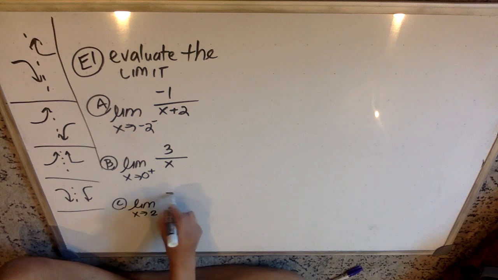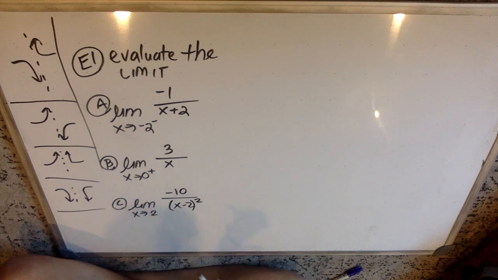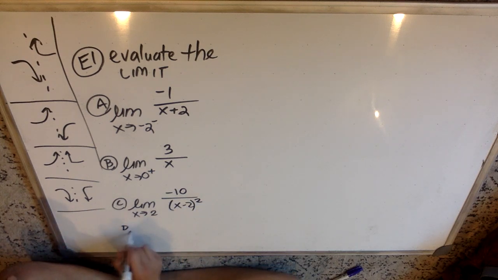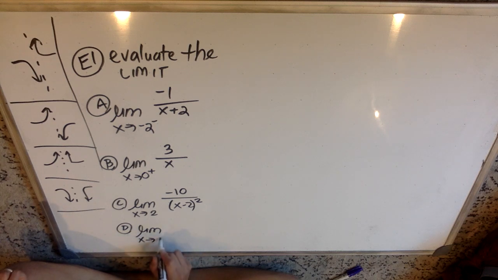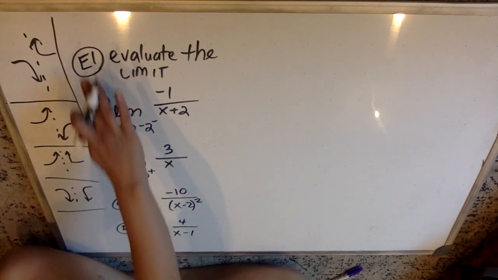For C, let's do the limit as x approaches 2 of -10 over x minus 2 squared. And for D, let's do the limit as x approaches 1 of 4 over x minus 1. Cool. All right, and that's your practice problem.